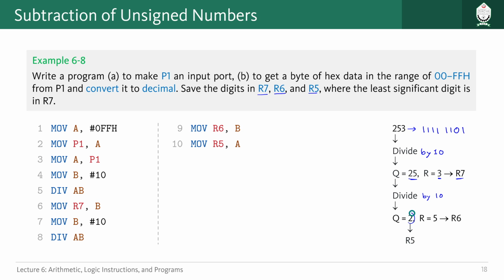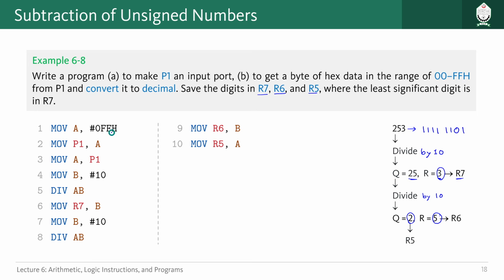So you see 2, 5 and 3. These three values are saved in three different registers to show us the decimal equivalent value. All of those values will be saved in binary, but still you will understand by looking at the separate values what the actual value in decimal is. That is the idea.